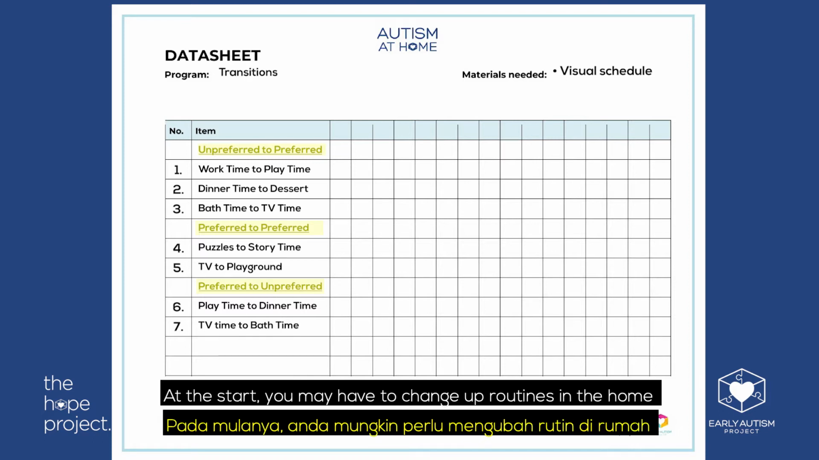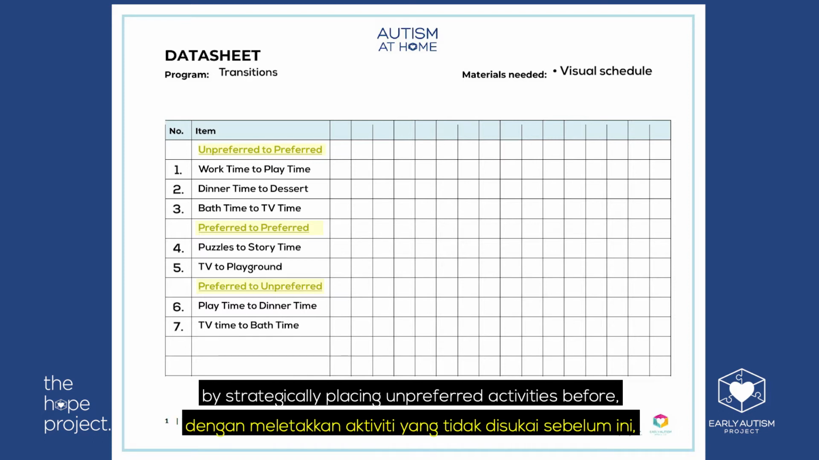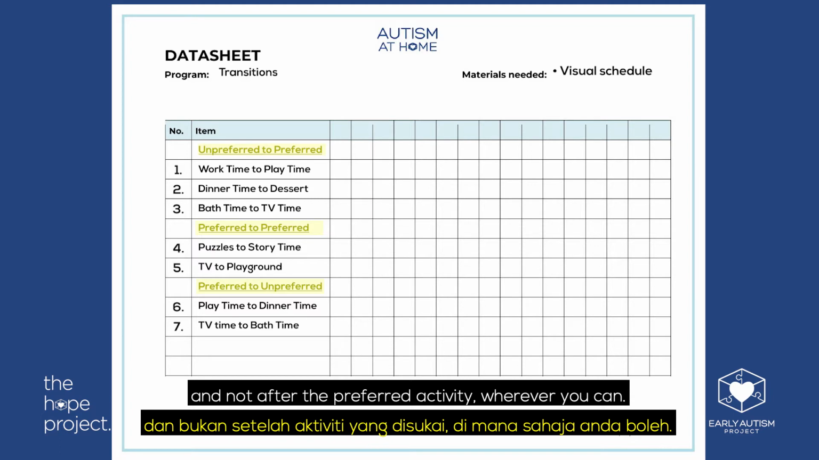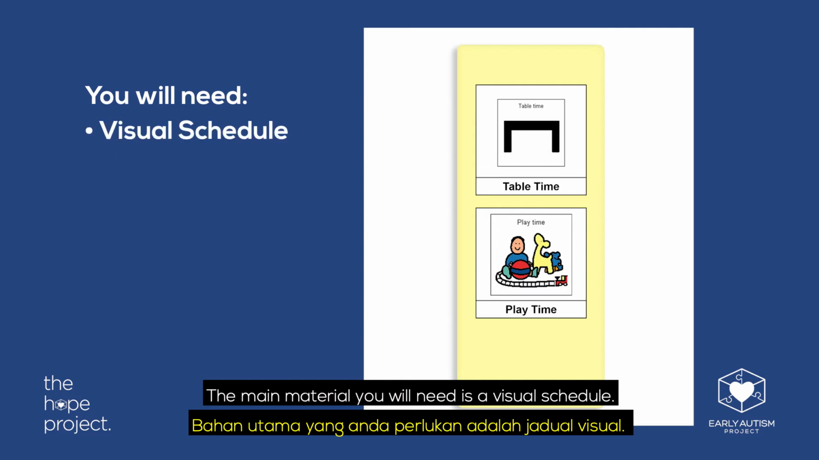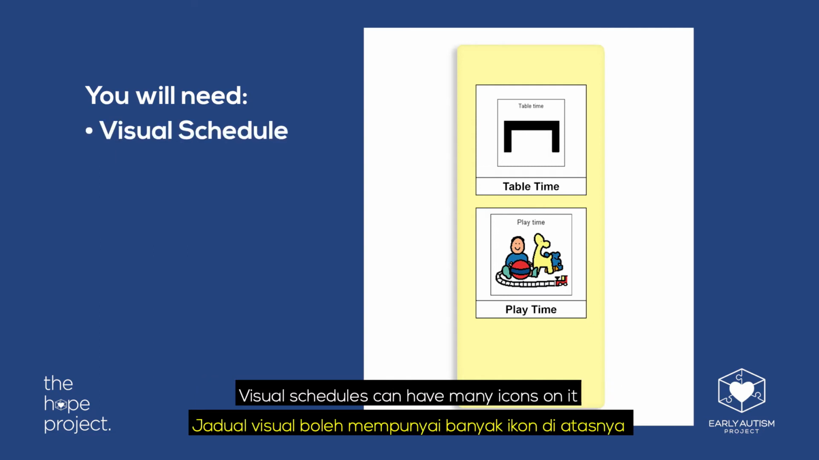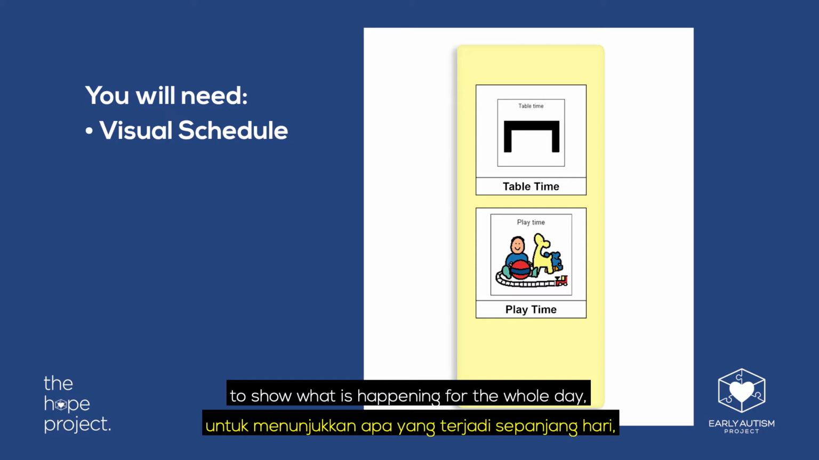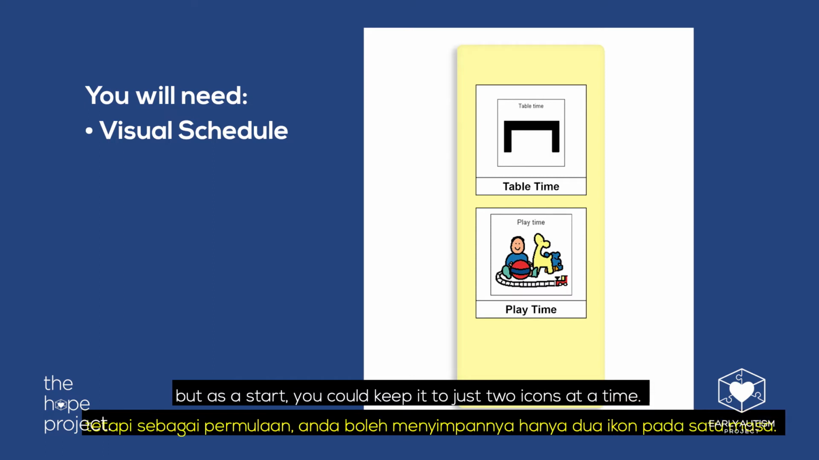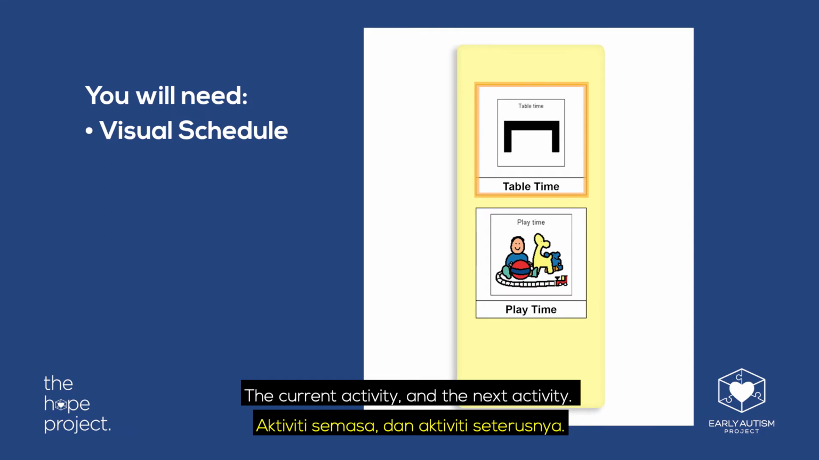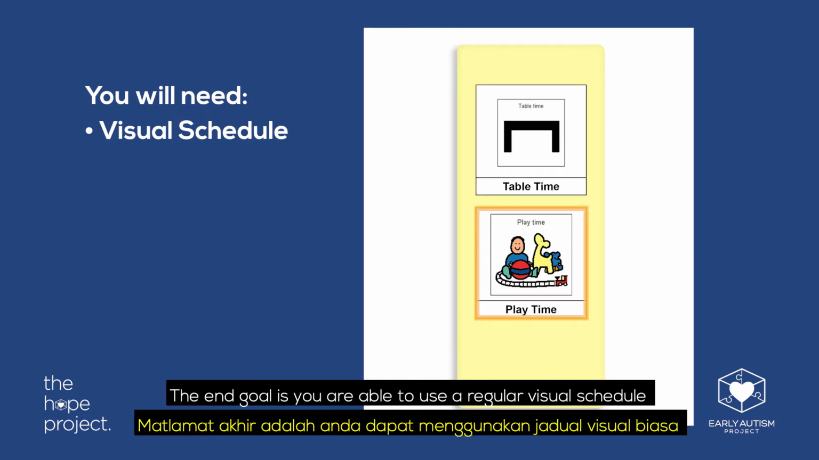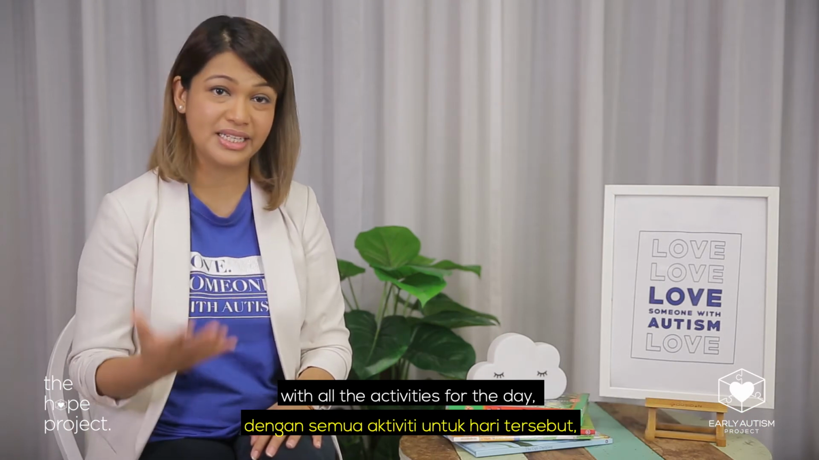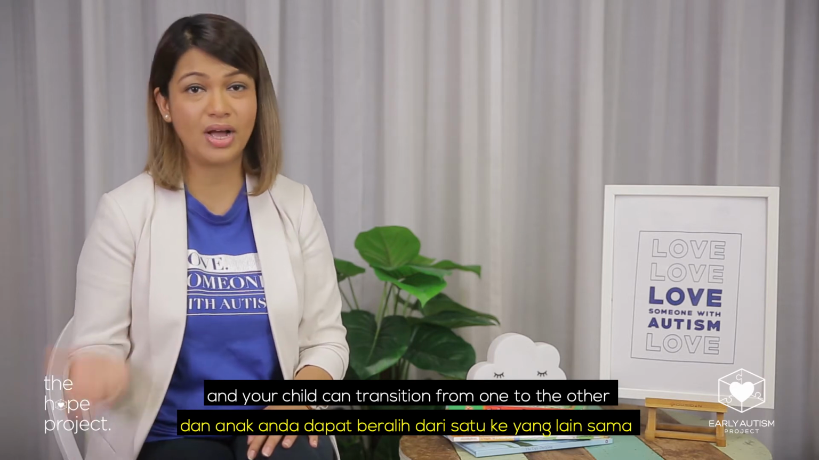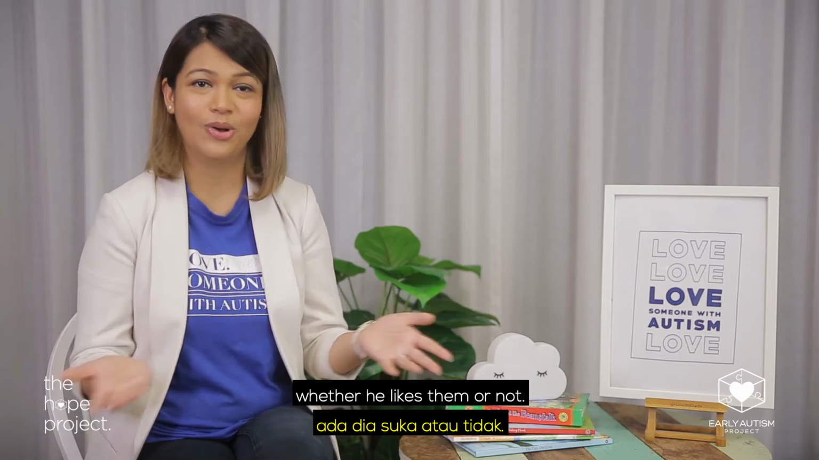At the start, you may have to change up routines in the home by strategically placing unpreferred activities before and not after the preferred activity wherever you can. The main material you will need is a visual schedule. Visual schedules can have many icons on it to show what's happening for the whole day. But as a start, you could keep it to just 2 icons at a time: the current activity and the next activity. The end goal is you are able to use a regular visual schedule with all the activities for the day, and your child can transition from one to the other, whether he likes them or not.